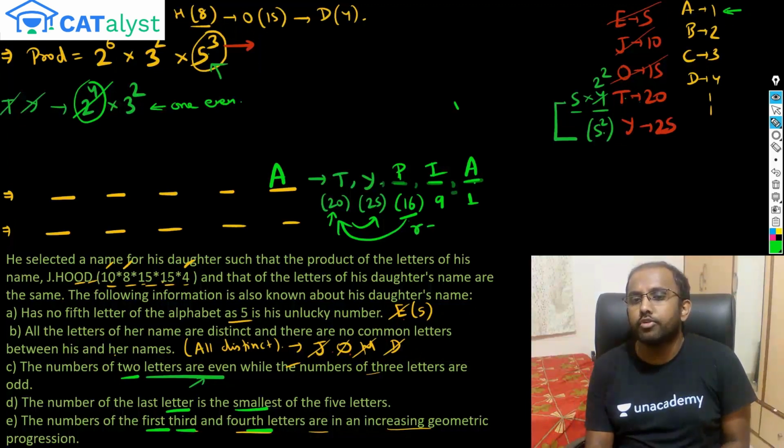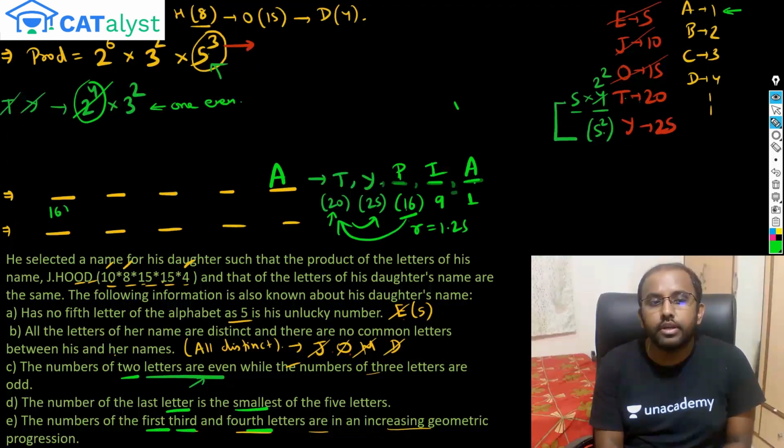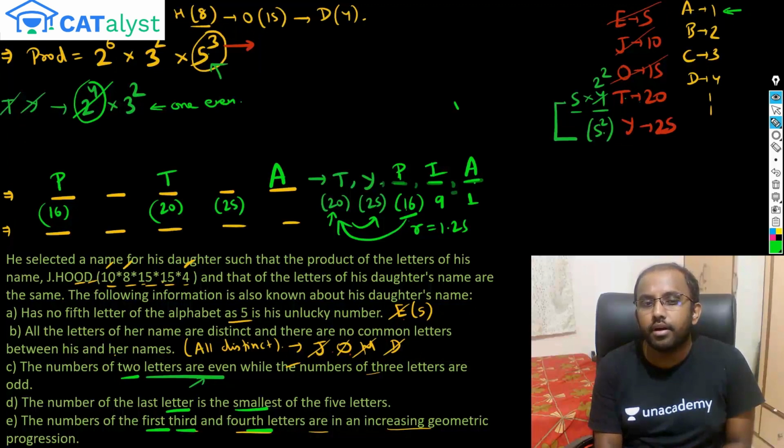So its common ratio of GP is 1.25, right? So 16, 20 and 25 forms a GP. So let's put 16 here. Let's put 20 here. Sorry, first, third and fourth, right? So let's put 20 here. And let's put 25 here. So first, third and fourth are GP. This is P, this is T, this is Y.